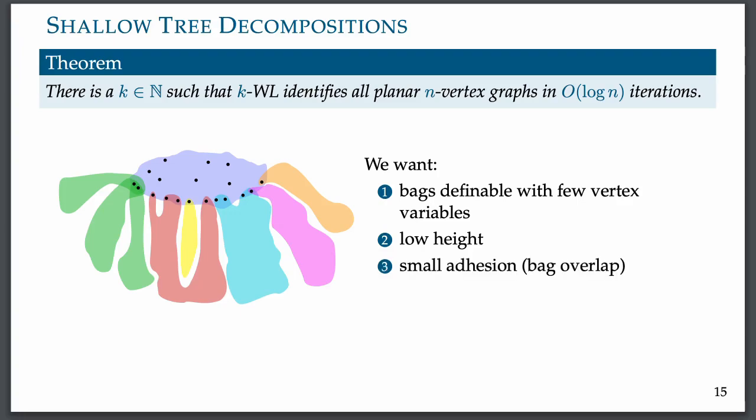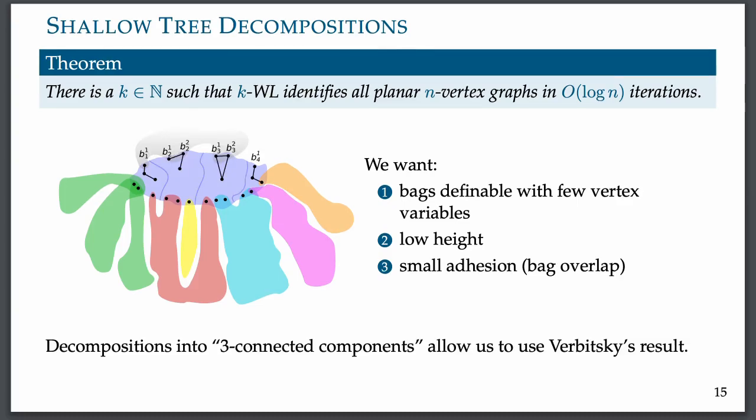And our decomposition must have a small adhesion, a small bag overlap between parent and child, so that the dimension can stay constant. For the first item, we will define the decomposition based on 3 connected components in the graph. Roughly speaking, every bag will be a union of at most 4 sufficiently small or 3 connected pieces. And since by Verbitsky's result we can define the 3 connected pieces with at most 3 free variables, this will yield a way to define bags with few variables, as you can see here.